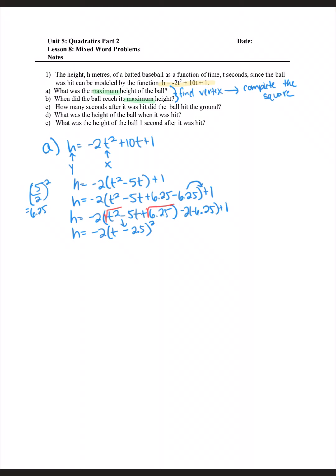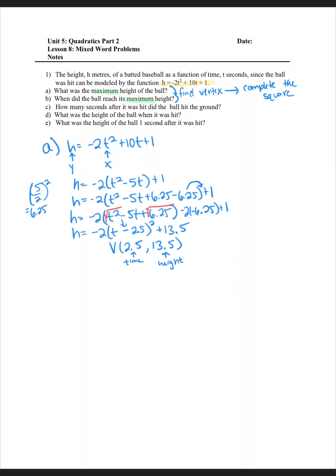Okay, if we combine everything on the outside, we have a negative 2 times a negative 6.25. So that's going to be a positive 12.5, plus 1 would be a positive 13.5. So we can see that we're going to have a vertex at (2.5, 13.5), okay? So remember, my x represents our time, and our y represents our height.